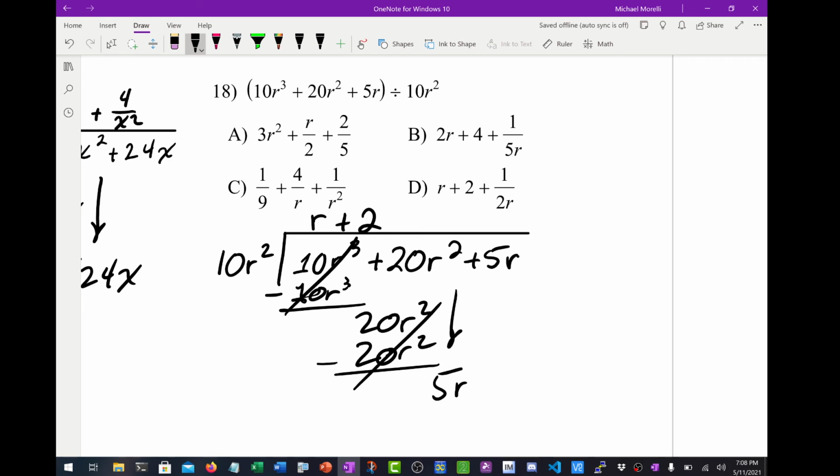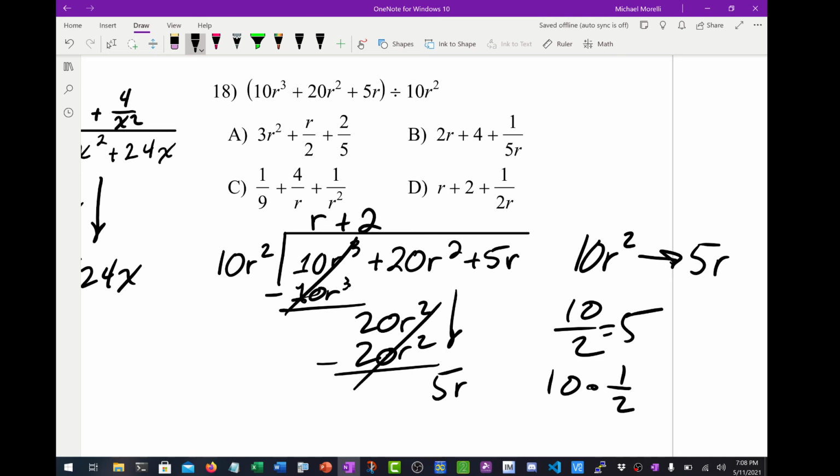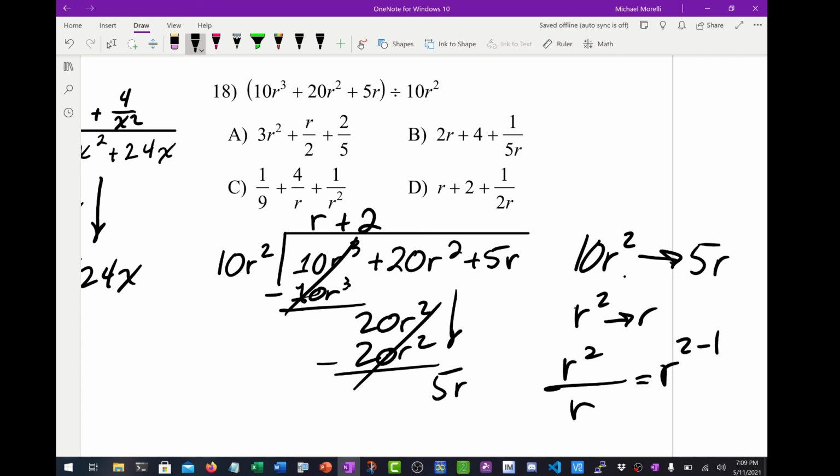It's a little bit more challenging. I want to turn 10r squared into 5r. So it looks like I need to divide the 10 by 2, and that would give me the 5. But I'm not going to be dividing, though. I need to rewrite that as 10 multiplied by 1/2. So I'm going to be multiplying by half. That's part of it. That will turn the 10 into a 5. Now this r squared into an r business, we have to remember our exponent rules. If I take r squared and divide by r, that will give me r to the 2 minus 1, which is just r to the first, which is just r.